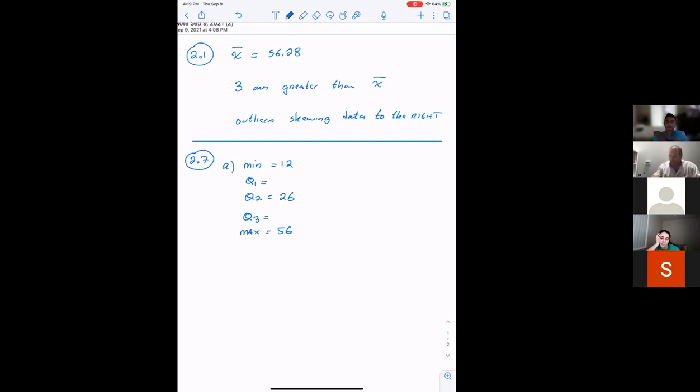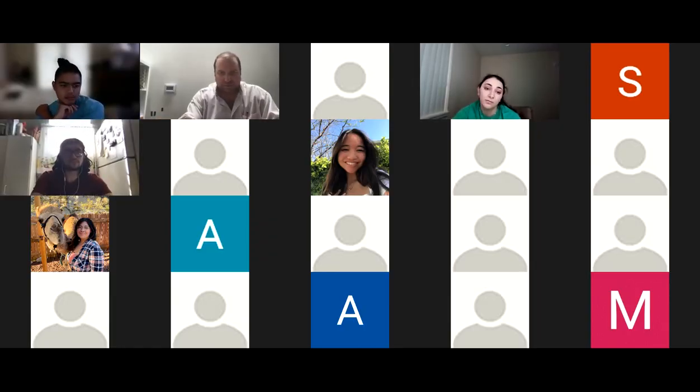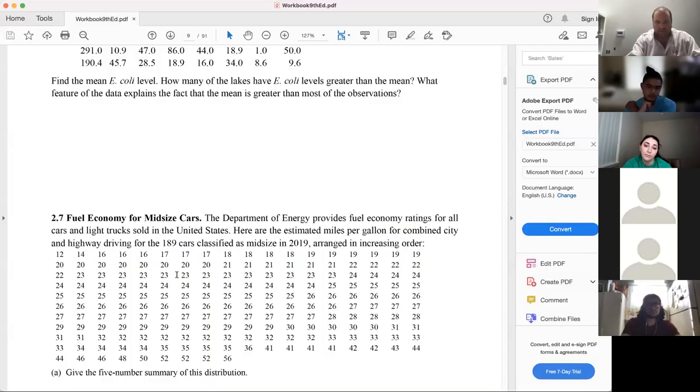So I'm going to share my screen here. And for me, it is this one. That one is the median, which is the 95th number. Now that I have that, how do I find Q1?